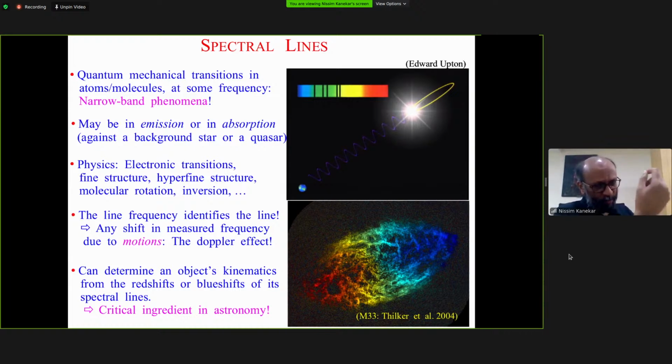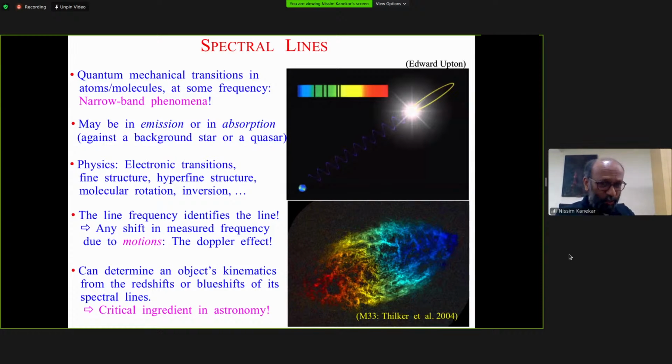And that is because if that object is moving, then you will wind up with a shift in the observed frequency of the line because of the motion of the object. And this is basically just a Doppler effect. But if I see two lines from that object, then both lines will be shifted by the same amount because of the Doppler effect. And so therefore the ratio of the line frequencies or the line wavelengths will be exactly the same as in the lab. And so this can be used very easily to identify the lines.